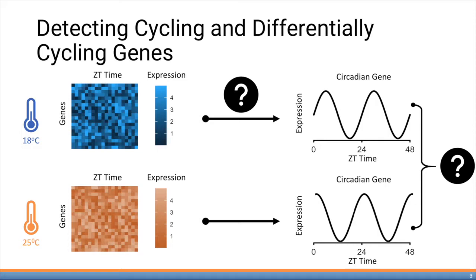Not only are we interested in identifying cycling genes, but like any good biologist, we also want to determine which genes' dynamics are affected when introducing perturbations to the system as a means to elucidate biological mechanism, as in the case we see here, where circadian rhythms may phase shift as a result of changes in temperature.